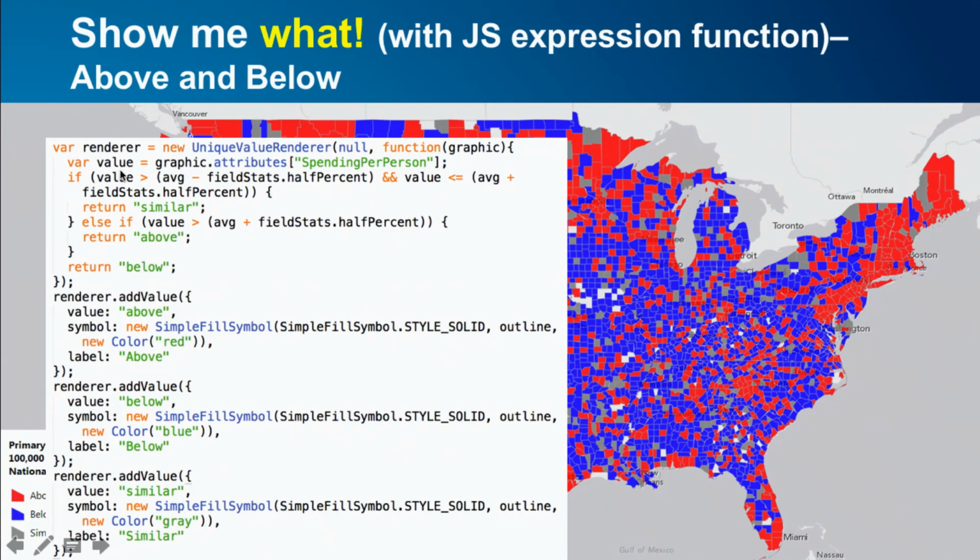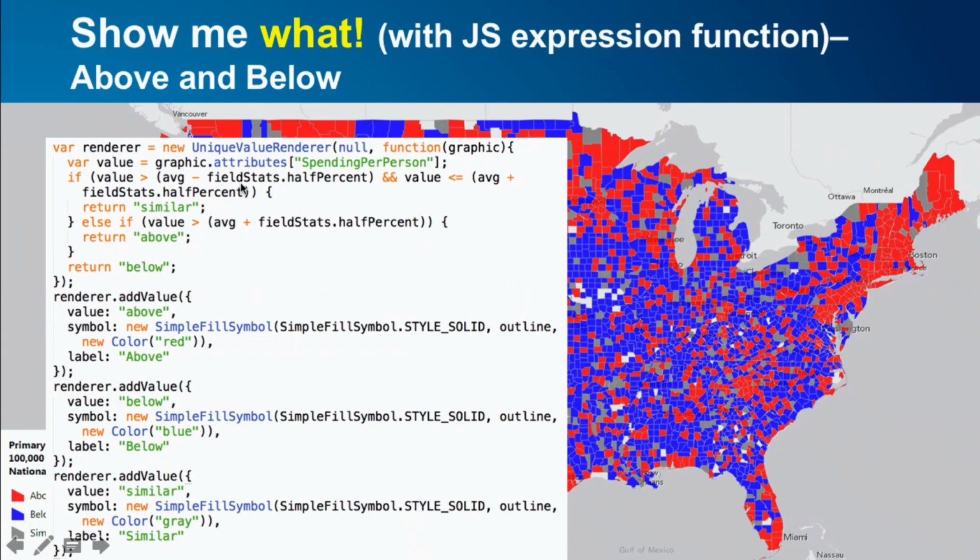And then this is where all the magic happens. It takes this function, it's going to return you a graphic, and from that graphic you can pull out the value, spending per person. And if the value is greater than the average, in this case average is some global variable accessed through closure outside of this application, within 0.5%, then I'm going to call it similar. If the value is above 0.5%, then I'm going to call it above. Otherwise, I'll just return below.